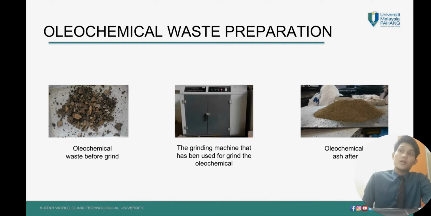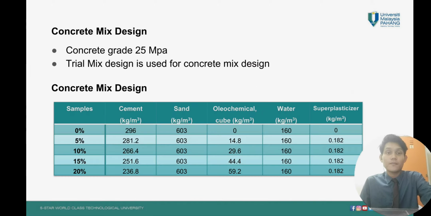So how do I do the oleochemical waste preparation? First, the picture shows the oleochemical waste before grinding. It is the original physical form from the factory. The second picture shows the grinding machine that I used to grind the oleochemical to become ash, and the third picture shows the result of the oleochemical waste ash after grinding.